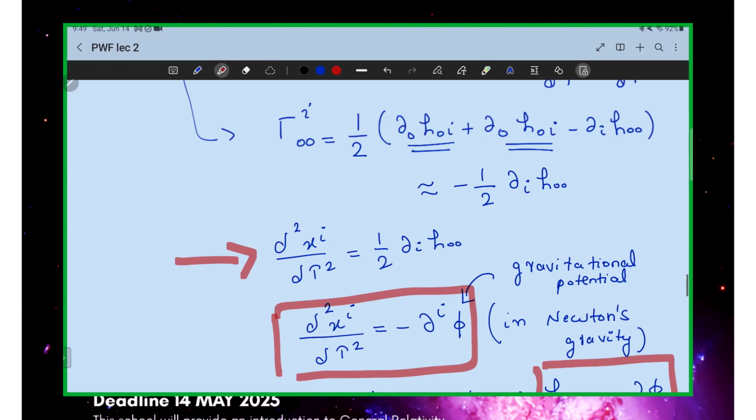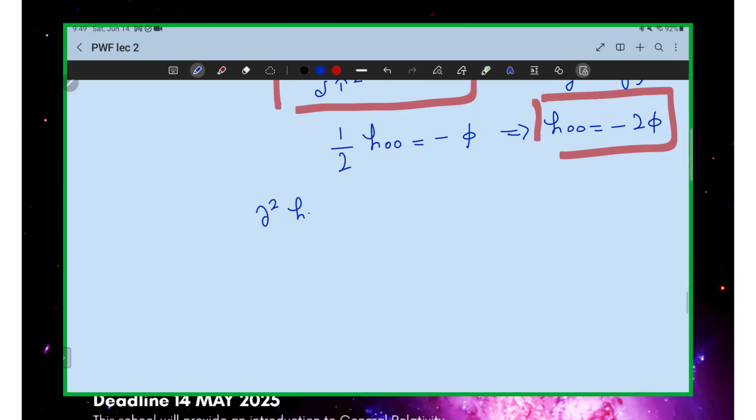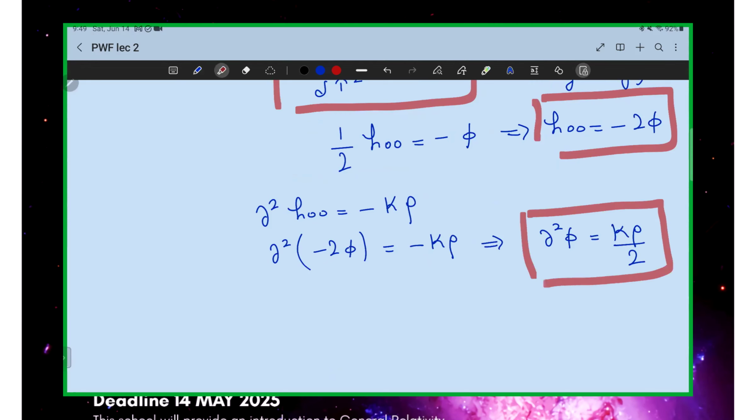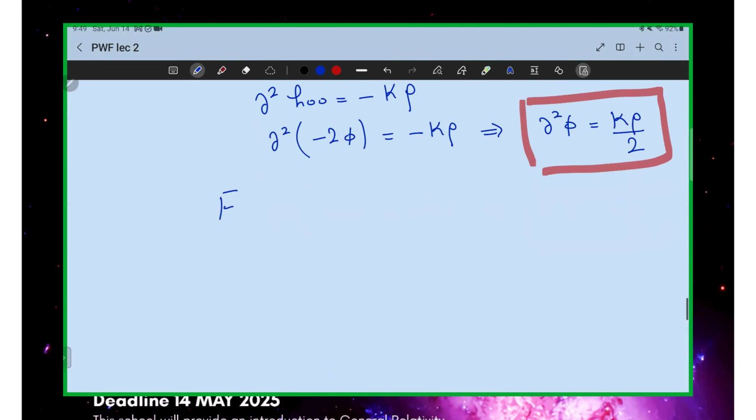So you get, well, you had this equation, minus kappa times rho. And if you use the fact that you have this thing, you get kappa times rho divided by 2. Now we have something that we can compare to Newton's gravity. In Newton's gravity, if I start from the very basics, the force between two masses is given like this. Just like in electrodynamics, the force between two charges is given like this.